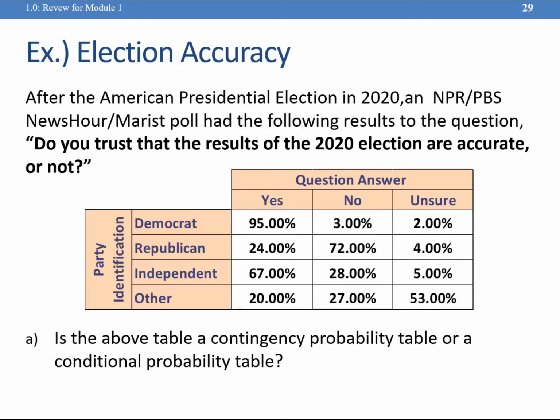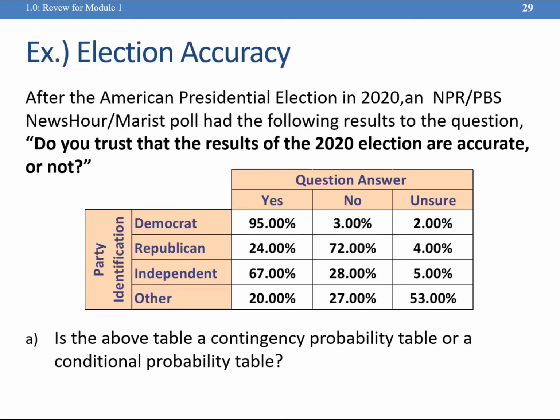So after the American presidential election in 2020, an NPR PBS NewsHour Marist poll had the following results to the question: do you trust that the results of the 2020 elections are accurate or not? Now, this is based on a real poll, but I did manipulate the data a little bit. So it's based on a real poll, though it's not exactly the poll results. Okay, so is the above table that you're presented here a contingency probability table or a conditional probability table?